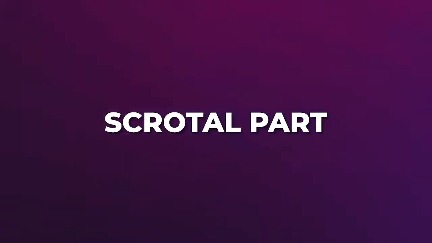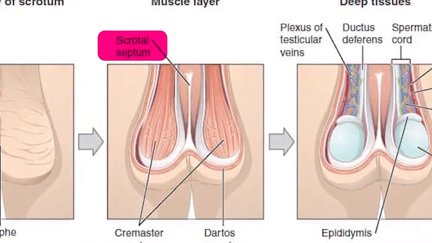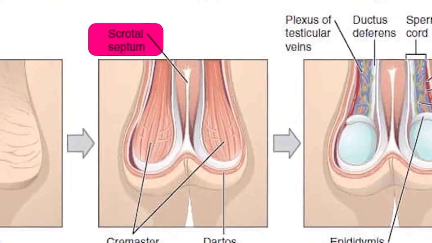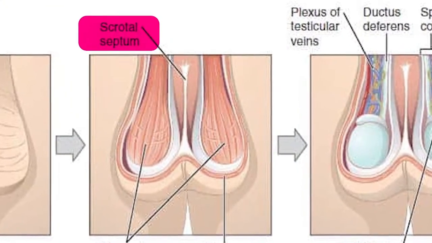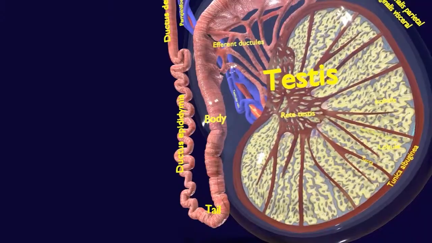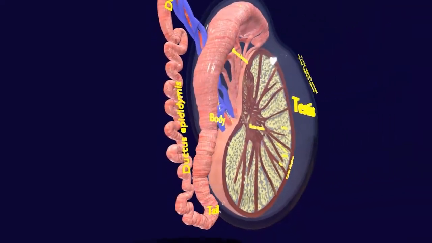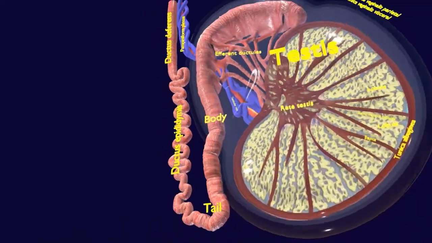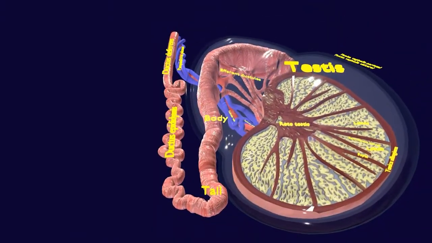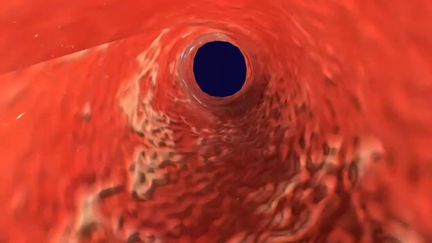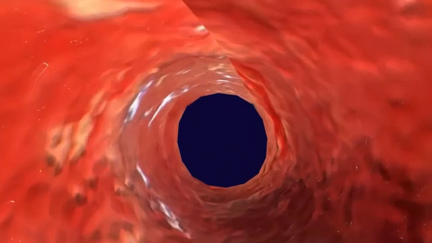Scrotal part. The scrotal part of the ductus deferens is located within the scrotum, a sac that holds the testes. This section begins at the tail of the epididymis, where sperm is stored and matured. The scrotal part of the ductus deferens is responsible for collecting sperm from the epididymis and preparing it for transport through the rest of the vas deferens during ejaculation.